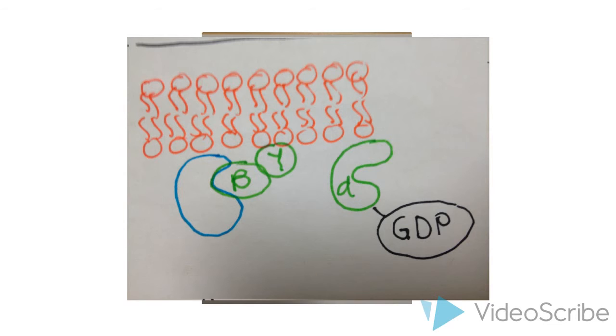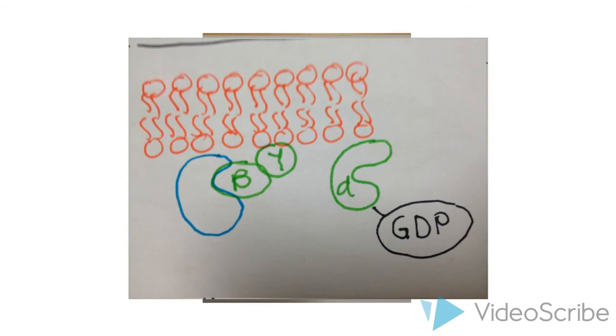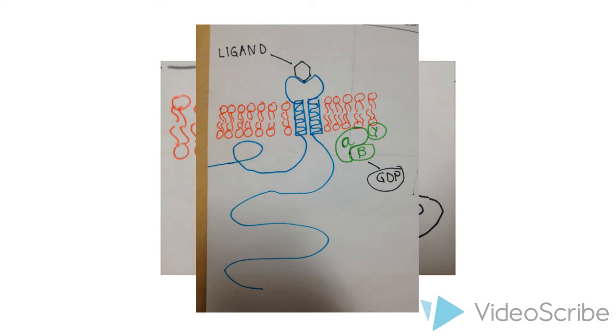In step 5, the gamma subunit hydrolyzes its bound GTP to GDP and becomes inactive. A beta subunit undergoes a sequence of protein conformational changes that lead to the formation of ATP from ADP. In step 6, the subunits recombine to form an inactive G protein.